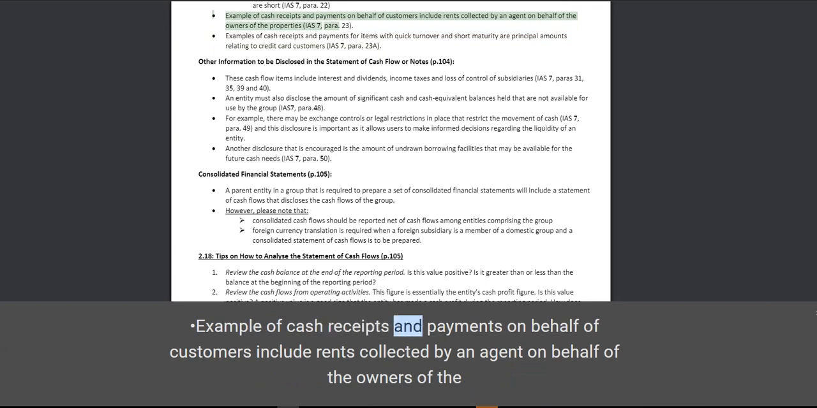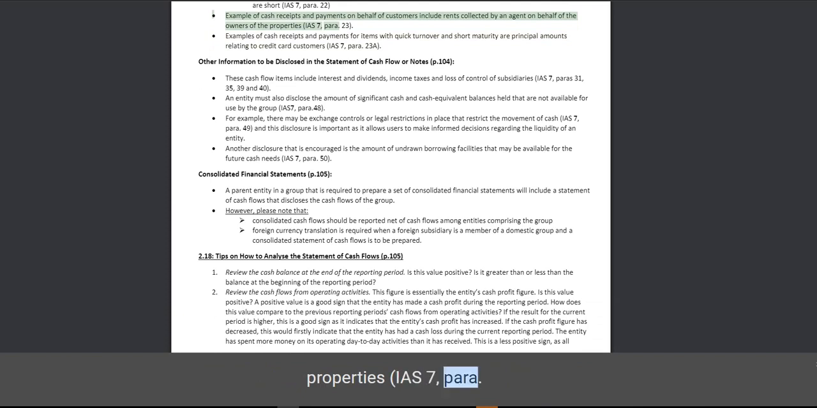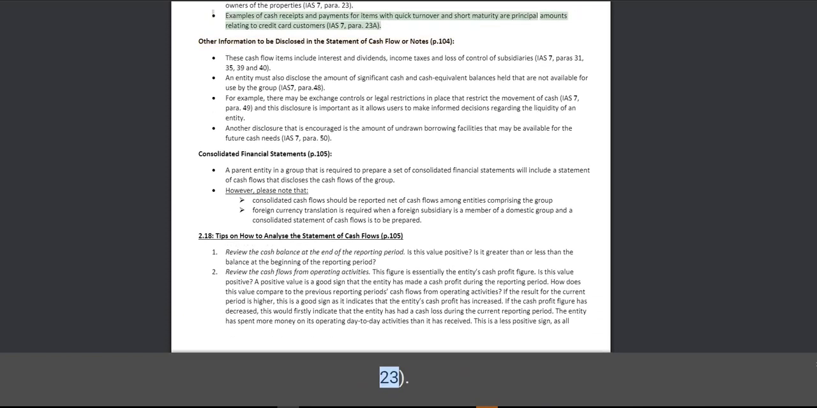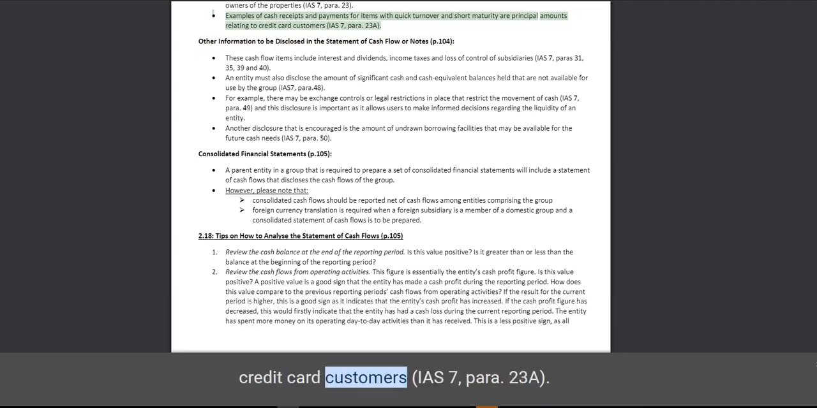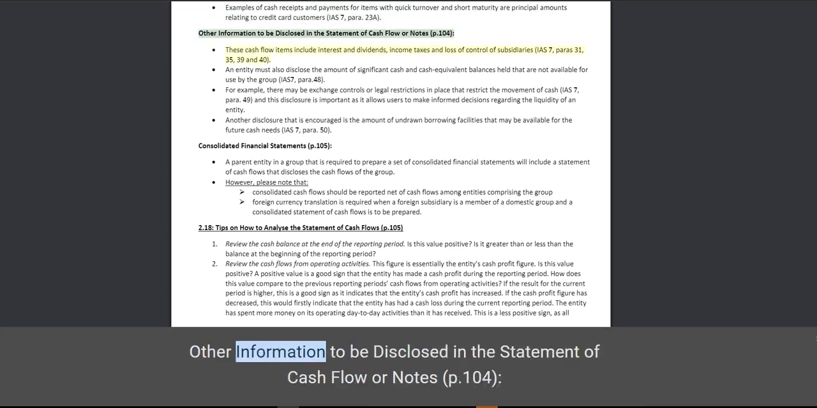Examples of cash receipts and payments on behalf of customers include rents collected by an agent on behalf of the owners of the properties. IAS 7, para. 23. Examples of cash receipts and payments for items with quick turnover and short maturity are principal amounts relating to credit card customers. IAS 7, para. 23A. Other information to be disclosed in the statement of cash flows or notes, P.104.